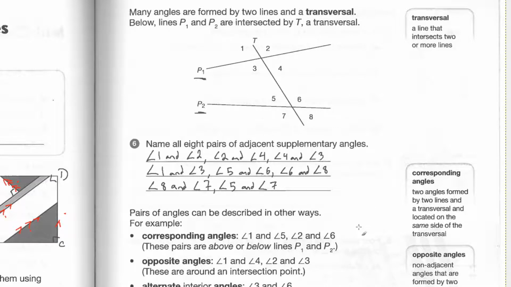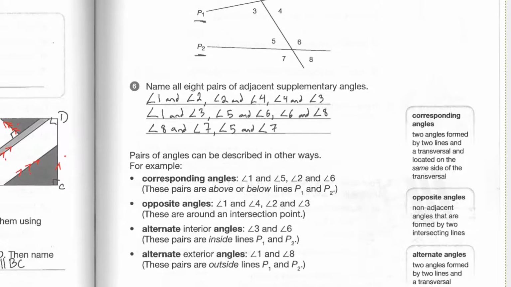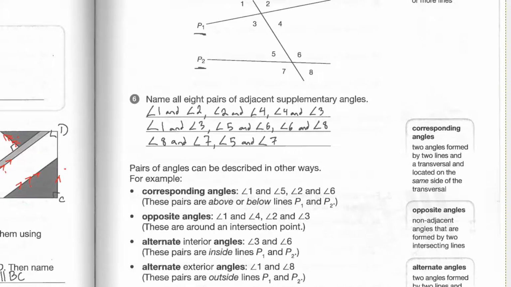The next angles that we need to know are opposite angles. Opposite angles are non-adjacent angles that are formed by two intersecting lines. So they are on opposite sides, basically. In our example here, 1 and 4 are on opposite sides of this intersecting line. 2 and 3, 5 and 8, 6 and 7. Those pairs are all opposite angles.